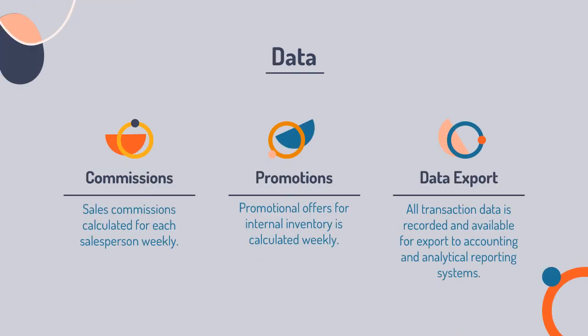Our final section, Data, contains some capabilities our system must have. The first is a calculation of commissions for each salesperson. This is done on a weekly basis. The second is a calculation of promotional offers on our internal inventory. This is also done on a weekly basis. And finally, the capability to export data for consumption by our accounting and analytics reporting systems. The format of this export is defined by those systems.